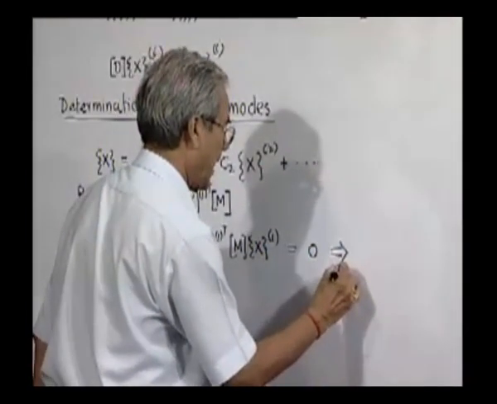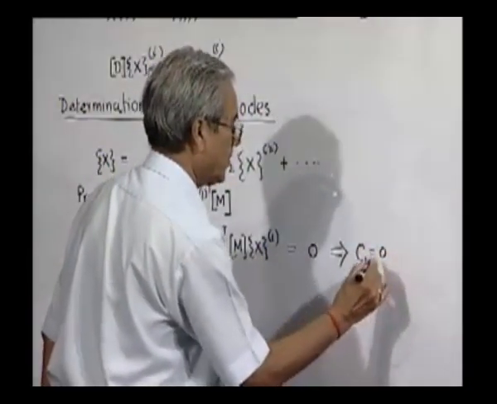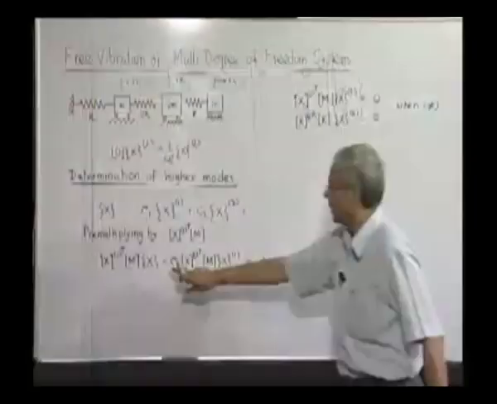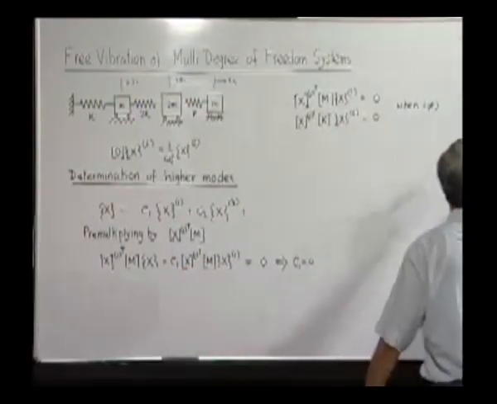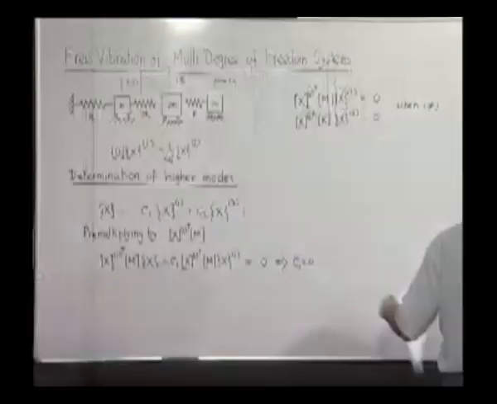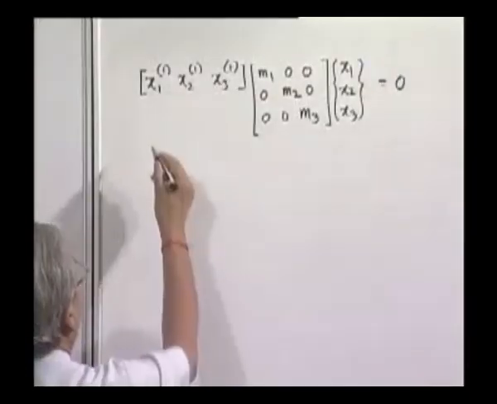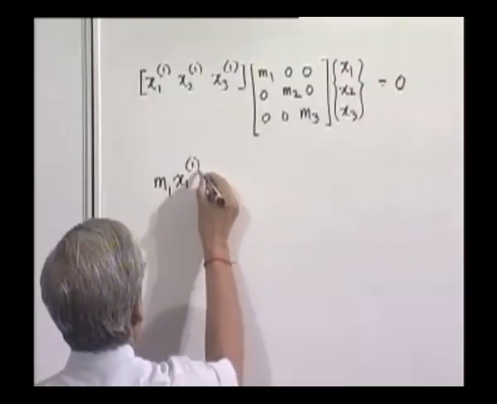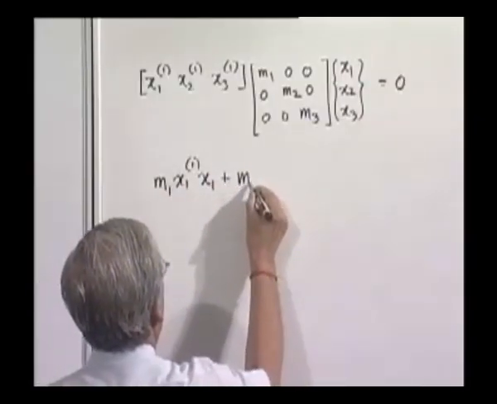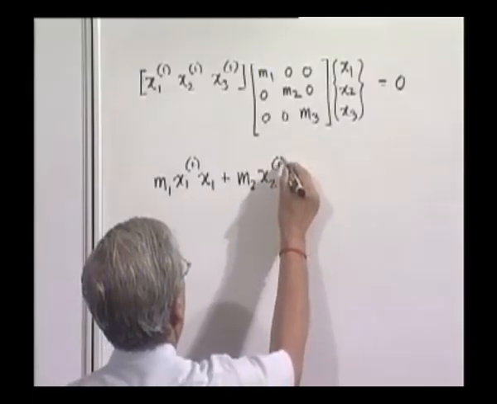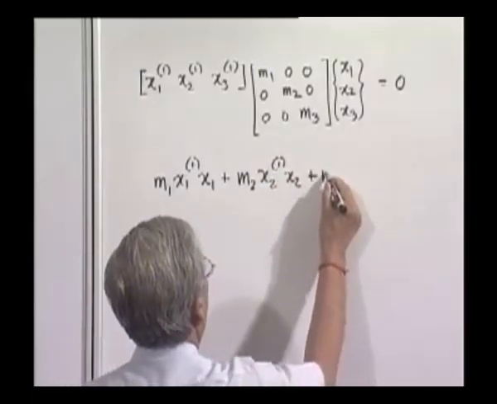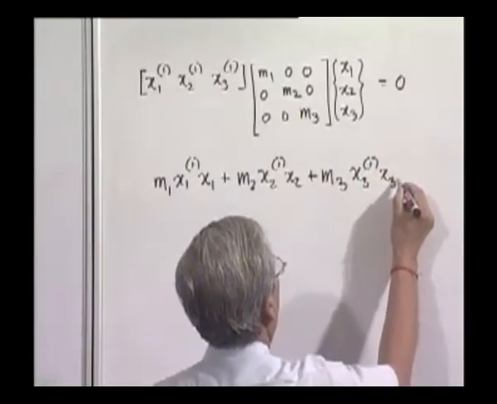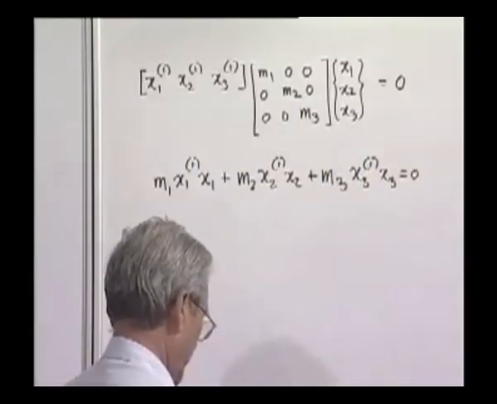So this implies C1 equals 0. Therefore, when I put this equal to 0, it means C1 has become 0 automatically. And if you expand this, you will get m1 x1 1 x1.